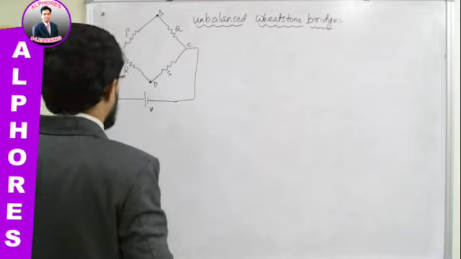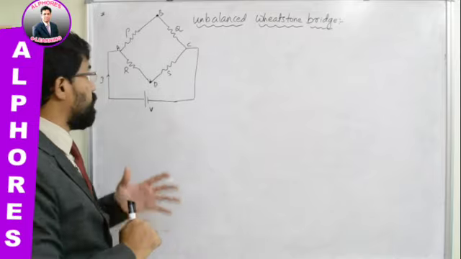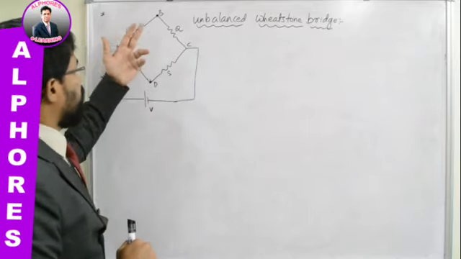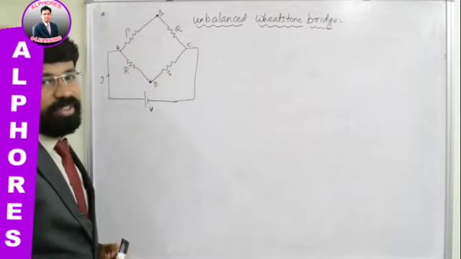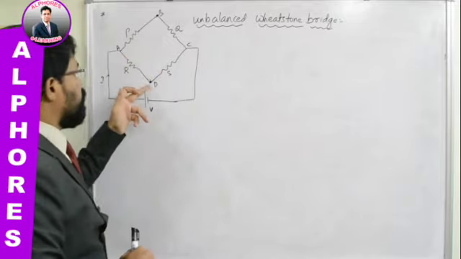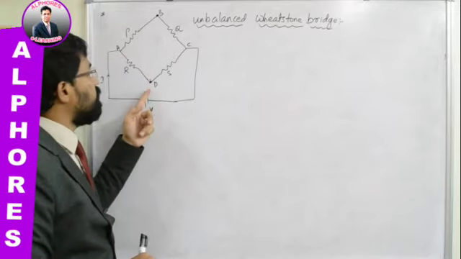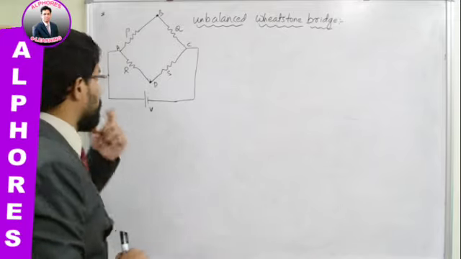So let us try to find out how much is that potential difference, and later we will be able to find out whether the current flows from B to D or D to B. If we come to know that potential at B is more when compared to D, obviously current flows from B to D. If potential at D is more than potential at B, current flows from D to B. Always current flows from high potential to low potential.